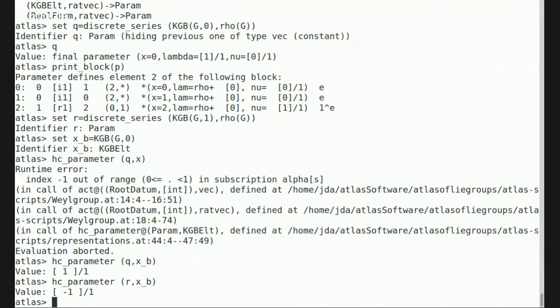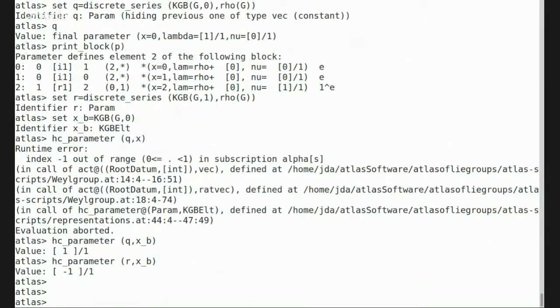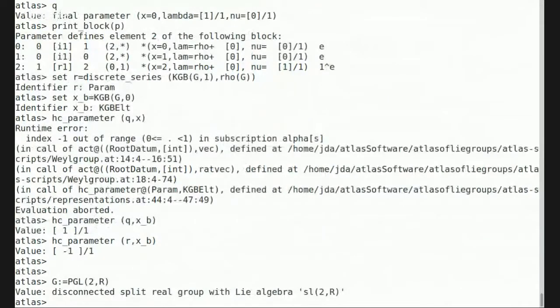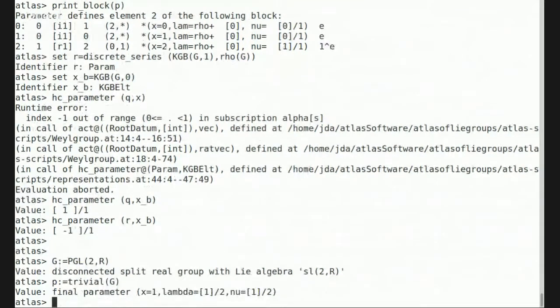Let's do one other small example before we move on to a bigger group. I know I've done this one before, but it's worth repeating. Let's redefine G to be PGL2R. This is very similar to SL2R, but it's different in important and interesting ways. Let's redefine P to be the trivial parameter of PGL2. And let's print the block of P.